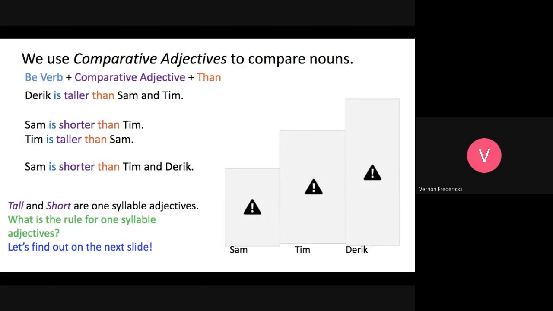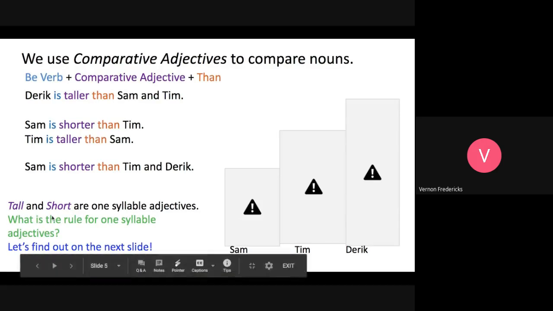Tall and short are our one-syllable adjectives. So what is the rule for one-syllable adjectives? Let's have a look at the examples here. What do you think is the rule for one-syllable adjectives before we continue on to the next slide? Take a moment to look at the examples and to think. Let's find out on the next slide.